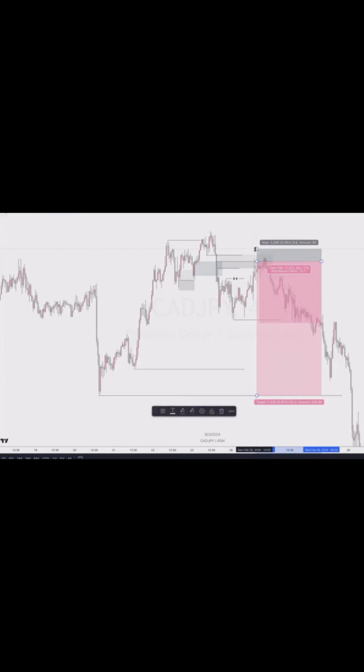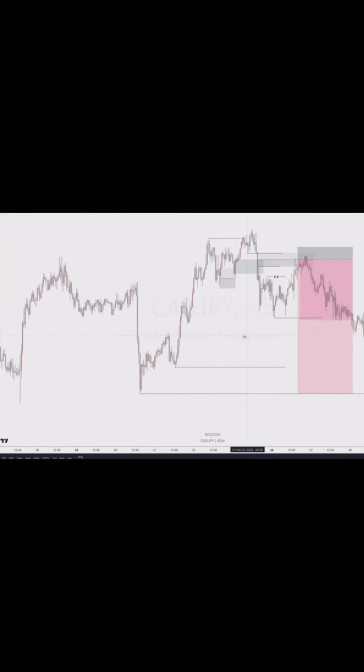SL is right above the FVG. And this is a very, very clean 10 RR delivery, right? A very, very clean 10R delivery. So this one is actually very nice.